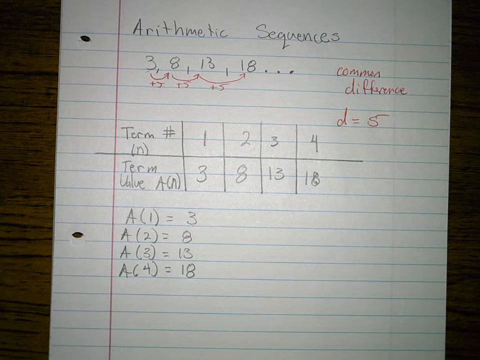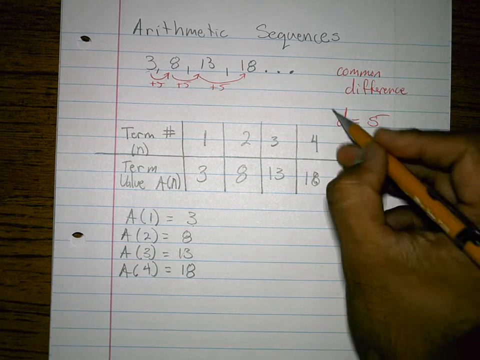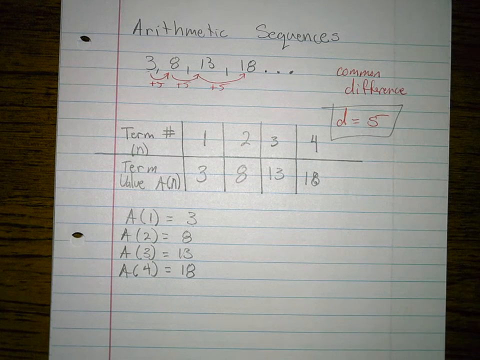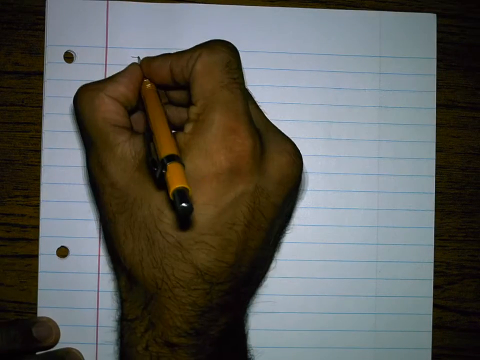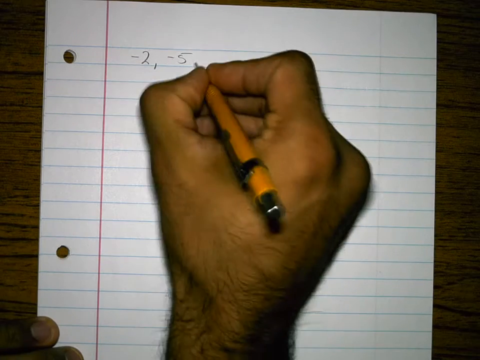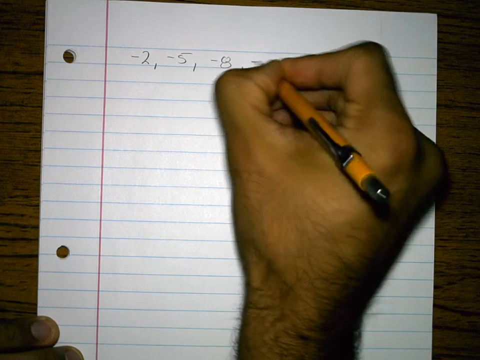Let's do the same thing. So we did a couple of important things. We found the common difference, and we expressed it in the notation. So let's look at another sequence and try to come up with the same stuff. If I give you something like -2, -5, -8, -11.